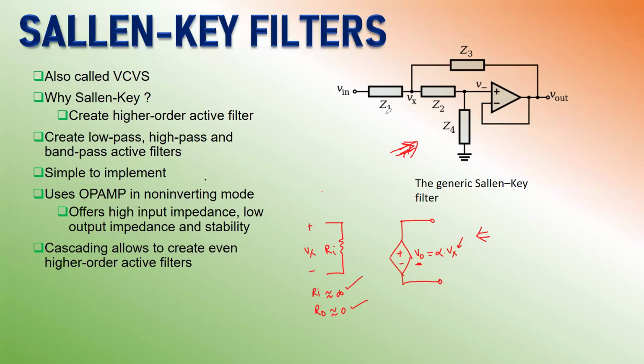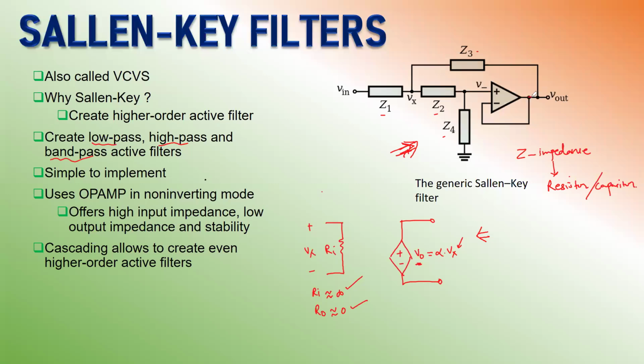Then we use Z1, Z2, Z3, and Z4, which are basically impedances. Here Z is an impedance, which you can configure using a resistor R or a capacitor C. So using specific resistors and capacitors at specific locations, you can create either low pass, high pass, or band pass active filters. And that's why we see this arrangement.